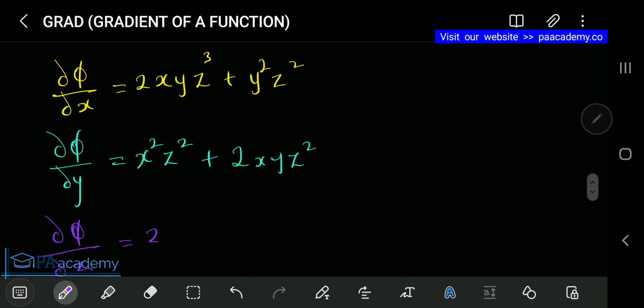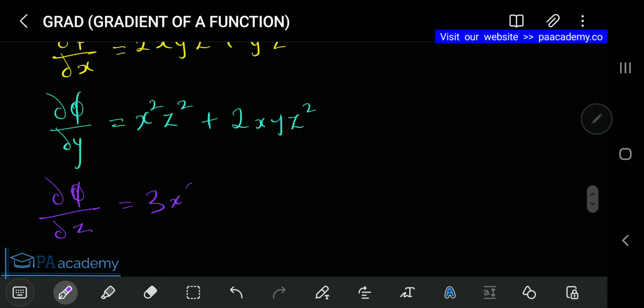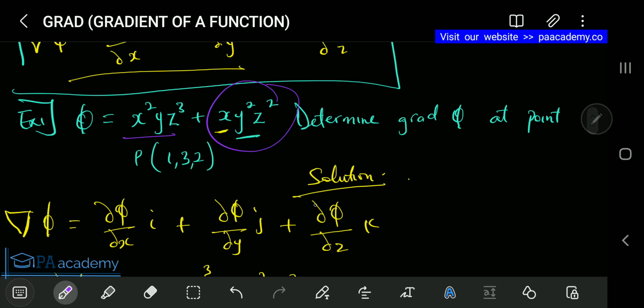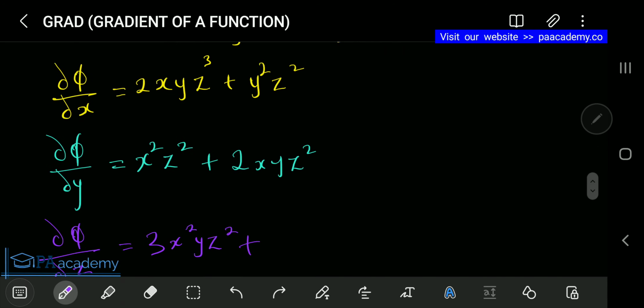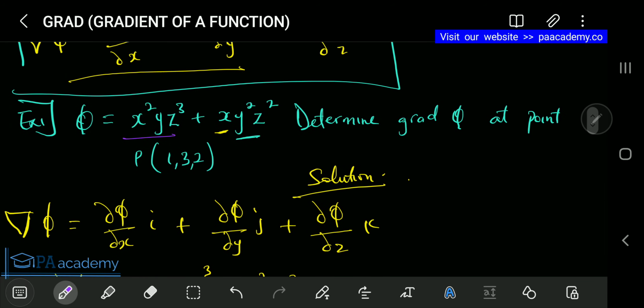So now let's write it. So 3x squared yz squared, plus, so now let's do this. If you differentiate z squared, that's going to give us 2z. Now this x and y squared will remain constant, so we'll rewrite that. So that will give us 2xy squared z.